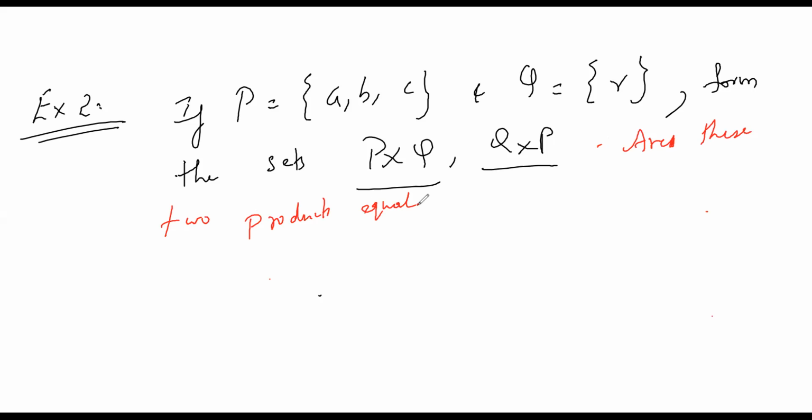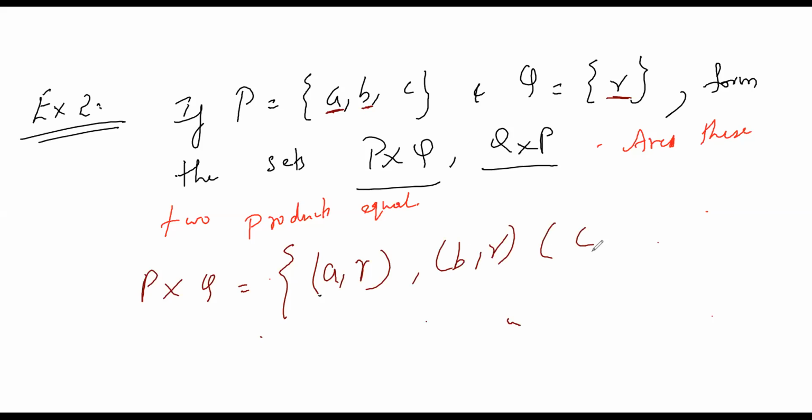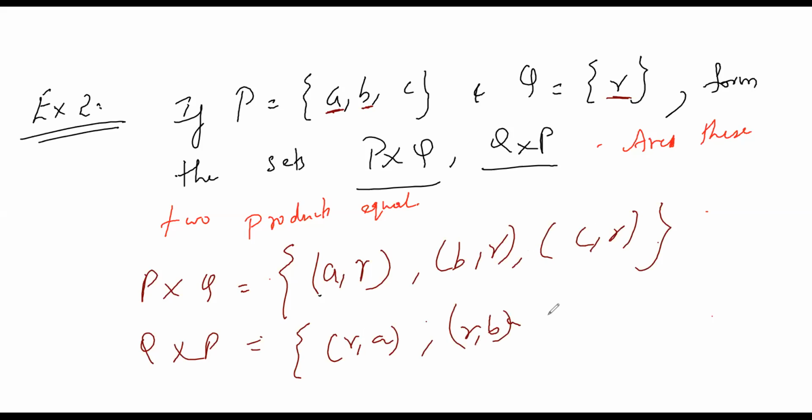While doing the solution, we first do P cross Q. It is A comma R, B comma R, C comma R. Whereas Q cross P will be the reverse of this: R comma A, R comma B, and R comma C.